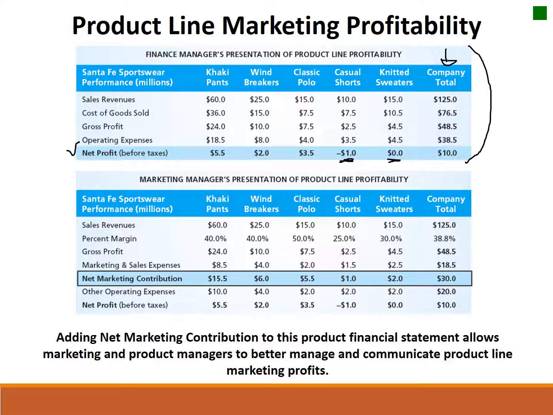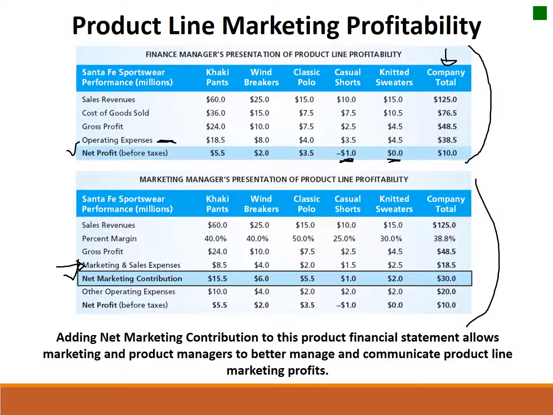But if we drop down below here and expand our financial analysis to incorporate the net marketing contribution, what we're going to do is take the marketing and sales expense out of this operating expense line. For instance, for khaki pants, we had $18.5 million in operating expenses. But we pulled out the marketing and sales, which was $8.5 million, leaving $10 million for the net operating expenses. Once we take out that expense, we can calculate our net marketing contribution for each product line.